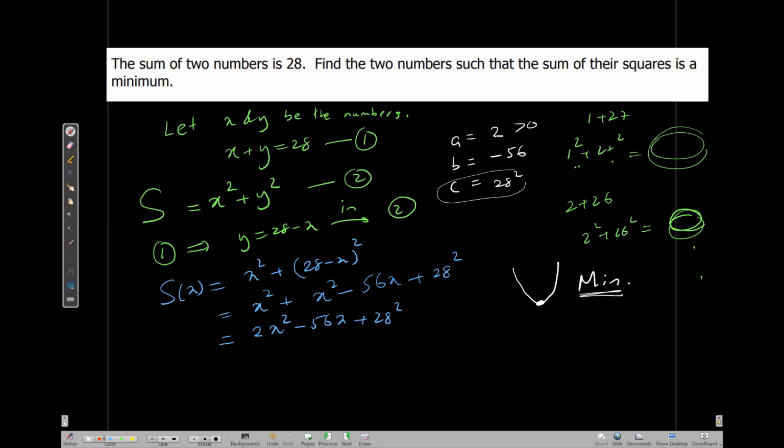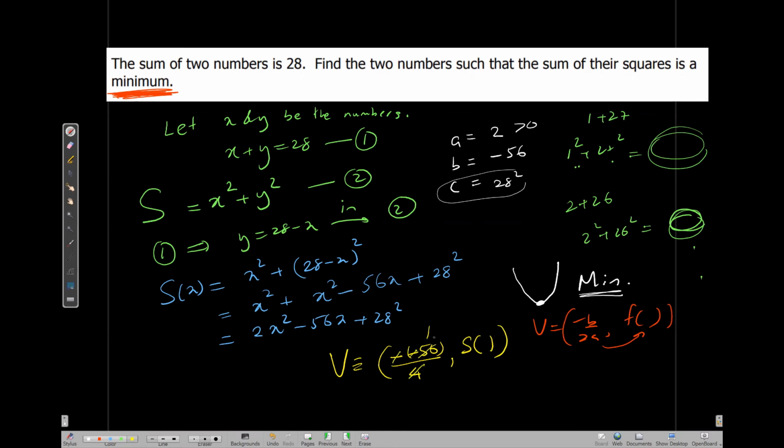Guys, this is one place that you need to check with your problem. If you are getting an open downward parabola, that means you have done some kind of miscalculation. So we are getting a minimum, and the problem is asking us to find a minimum, which makes sense. The vertex formula is given by negative b over 2a, then f of that value. So negative b over 2a, let's find that. Negative of negative 56 is positive 56, divided by 2a, so 4. So 56 divided by 4, what is that? 14.